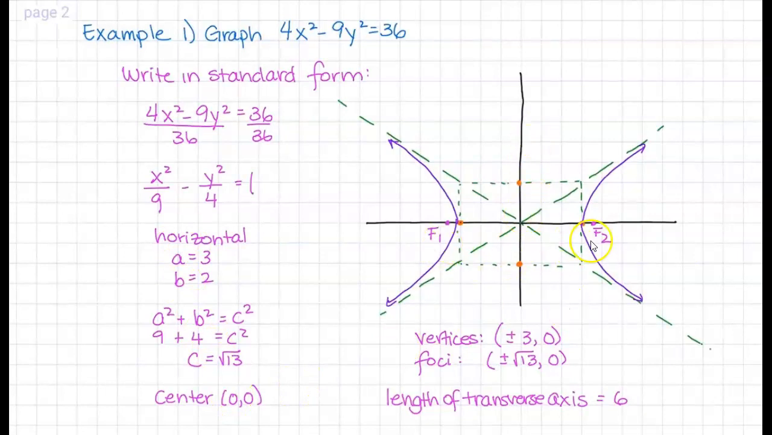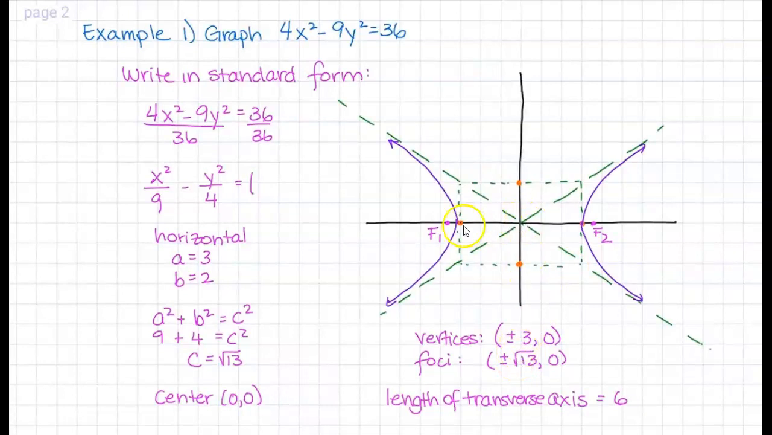So I just started off with my axes. The center is at the origin, 0, 0. I go left and right a units. So a was 3. I go up and down b units, and b was 2. And then root 13 is in between root 9 and root 16, so it's between 3 and 4. So I just estimated where F1 and F2 go. And then I can go ahead and put my vertices down.